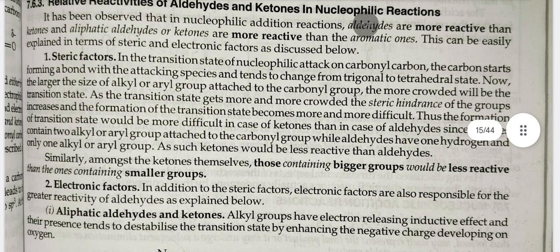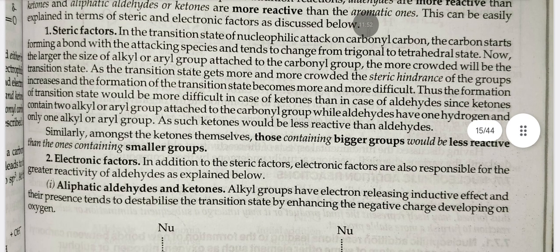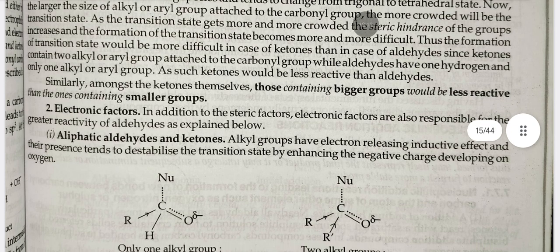Steric factor: in the transition state of nucleophilic attack on a carbonyl compound, the carbon starts forming a bond with the attacking species and tends to change from trigonal to tetrahedral state. Now, the larger the size of the alkyl or aryl group attached to the carbonyl group, the more crowded will be the transition state. As the transition state gets more and more crowded, the steric hindrance increases and the formation of the transition state becomes more and more difficult.